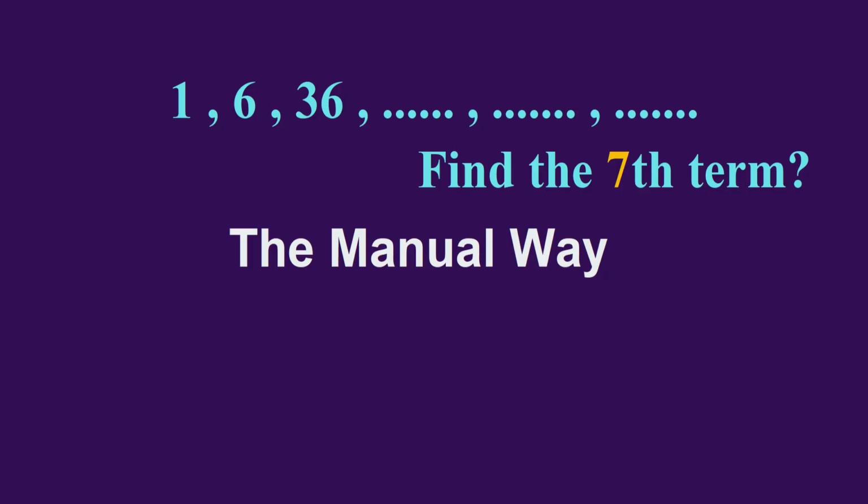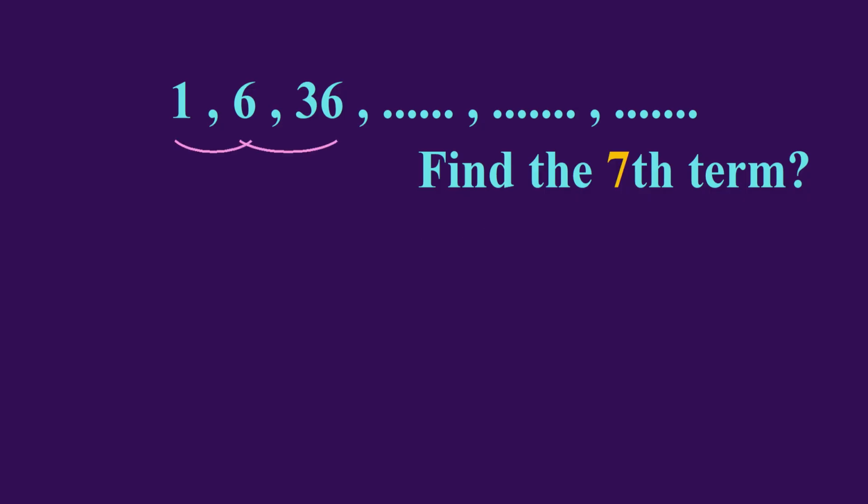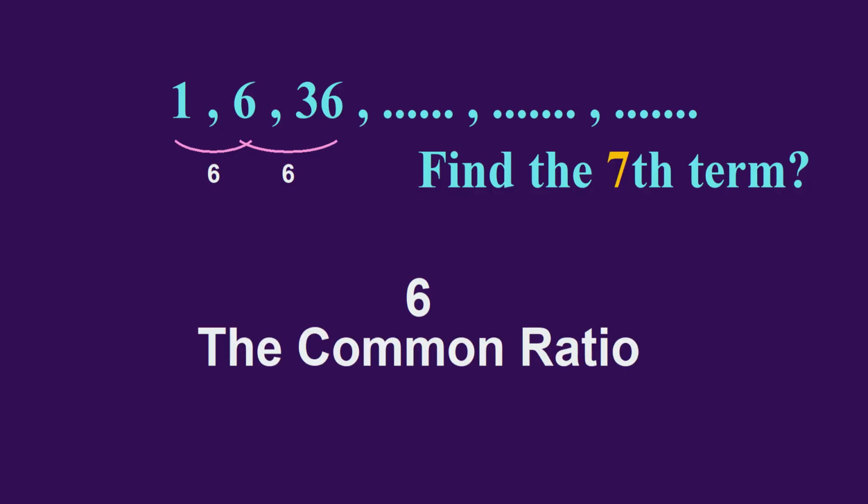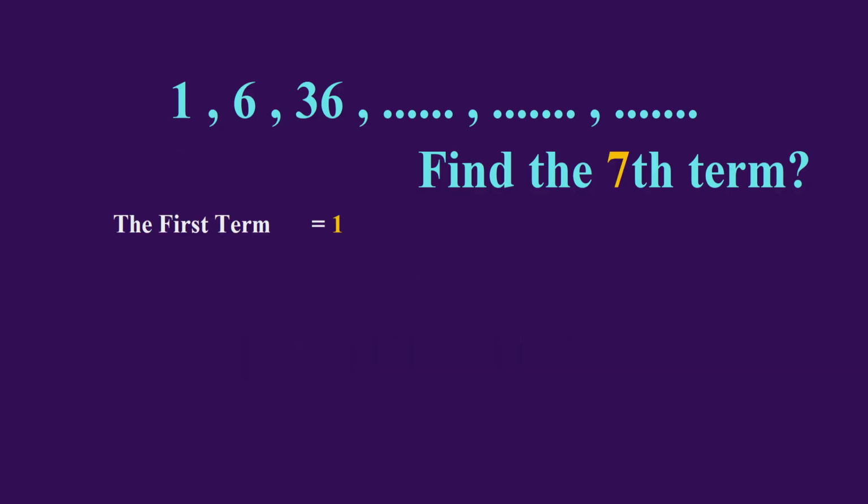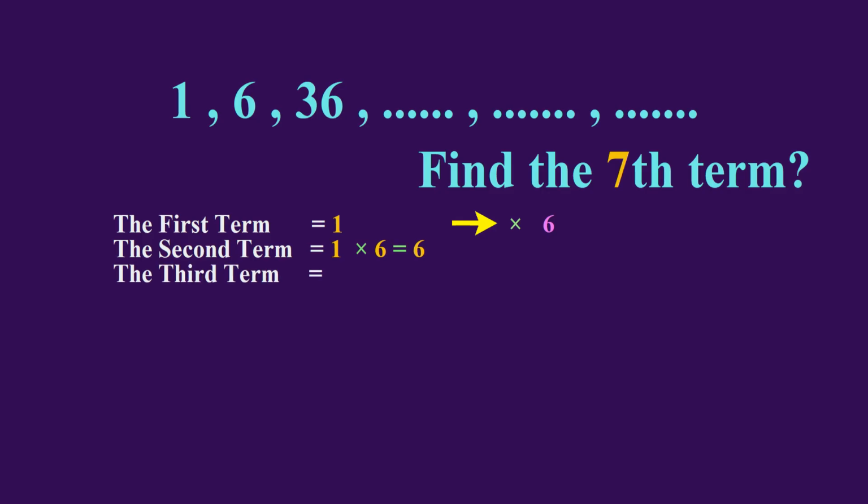As you can see, we found that each term is multiplied by 6. This 6 is what we call our common ratio. Since the first term is 1, we can get the second term by multiplying the first term by 6. And the second term is 1 times 6, which equals 6. And the third term is 6 times 6, which equals 36.